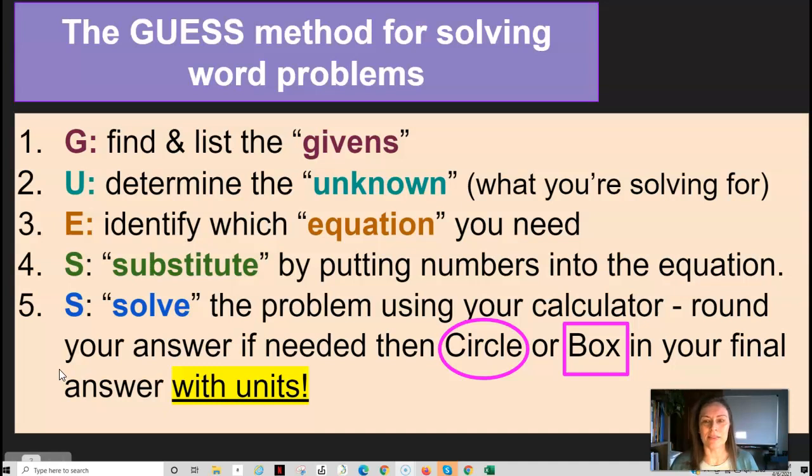You don't have to write this down. This is just a reminder that anytime we do some problem solving, we're going to use the GUESS method. We're going to find our givens, determine what our unknown is, figure out which equation to use, substitute our numbers into that equation, and then solve it. We also have to remember to circle or box our final answer. That includes our units.